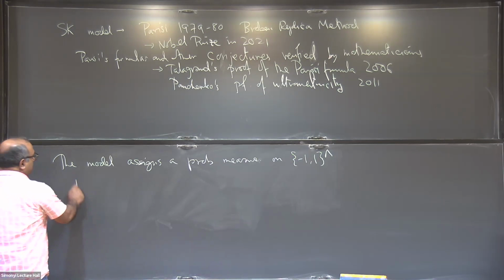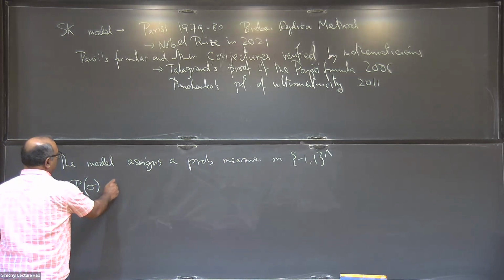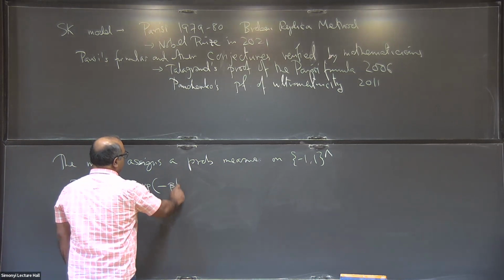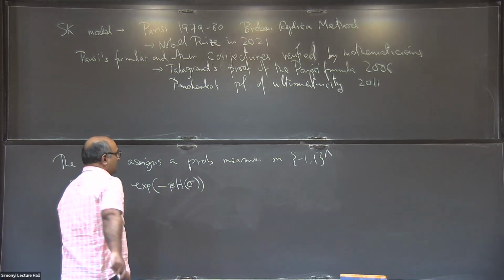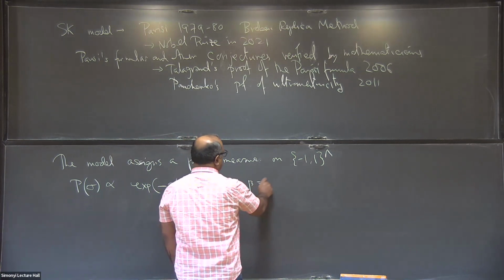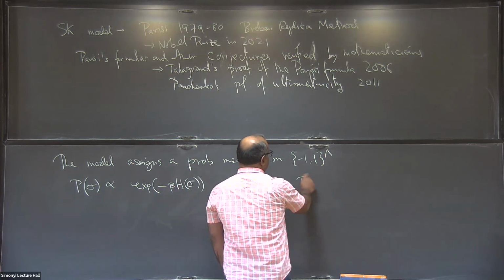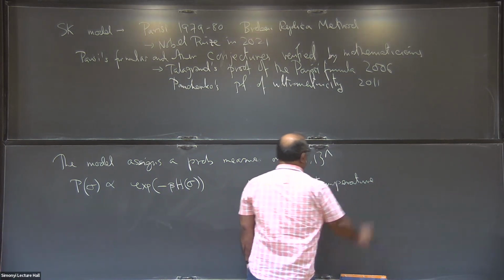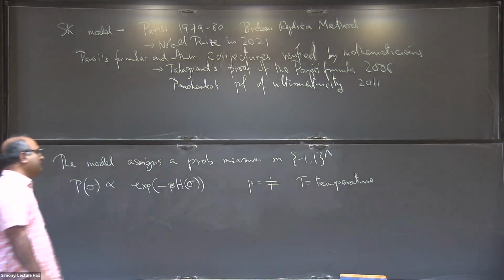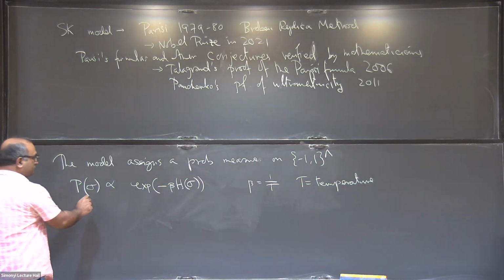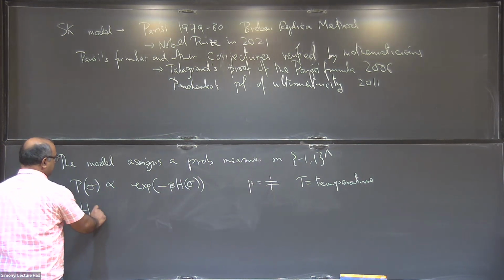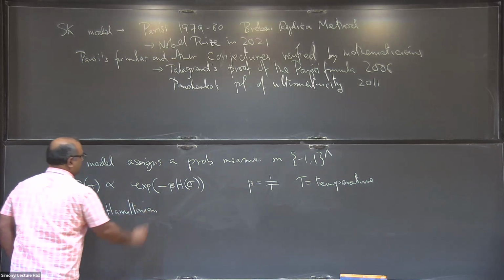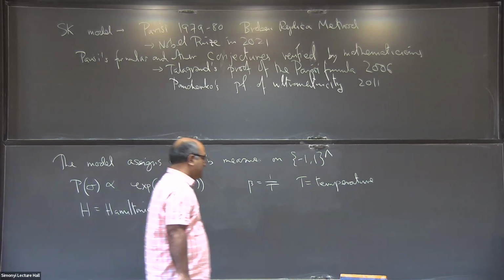The probability of a configuration sigma is proportional to e to the power minus beta times the Hamiltonian H of sigma, where beta is 1 over the temperature. So this is the usual Boltzmann framework. You have this temperature, and H of sigma is the main thing. So H is the Hamiltonian. Okay. And so what is the Hamiltonian in this model?